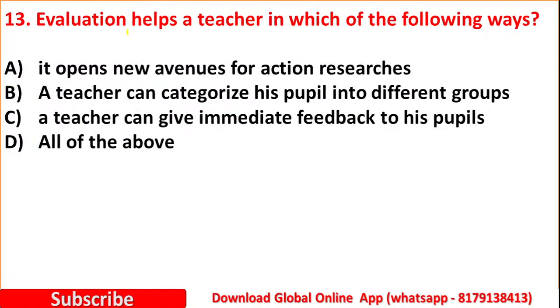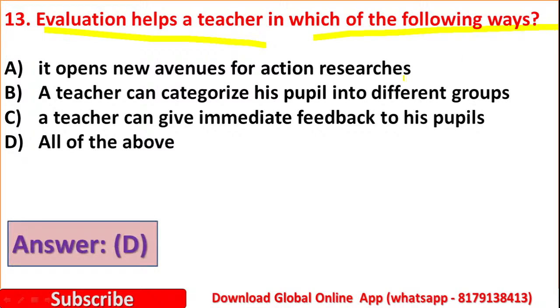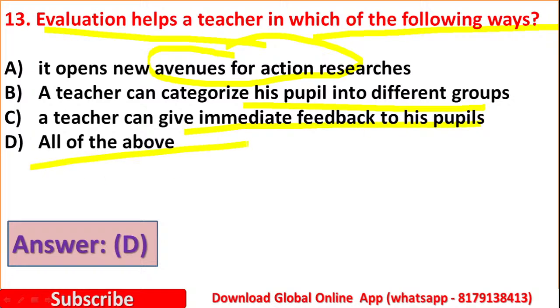Question number 13. Evaluation helps a teacher in which of the following ways? Option A, it opens new avenues for action researchers. Option B, a teacher can categorize his pupils into different groups. Option C, a teacher can give immediate feedback to his pupils. Option D, all of the above. Here the right answer is option D. Evaluation gives new opportunities for action research, a teacher can categorize his students into different groups, and a teacher can give immediate feedback to the students. So option D, all of the above, is correct.